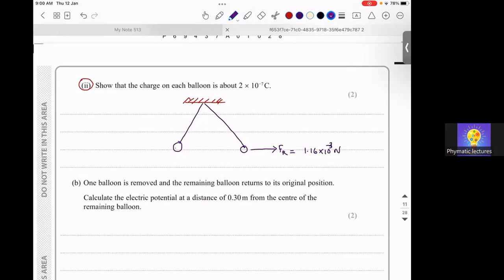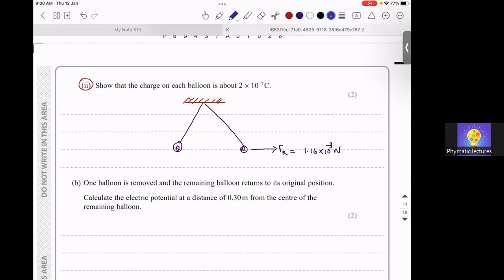And what is the reason for this repulsion? Because these balloons possess a certain charge. So let the charge on each balloon be Q. We don't know it, but it's already given in our question that the charge on each balloon is the same. So we will just consider the value as Q. The charge on each balloon is Q.